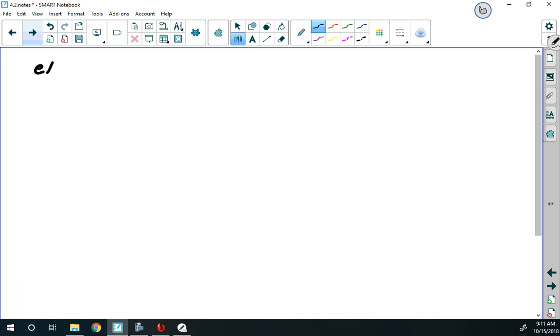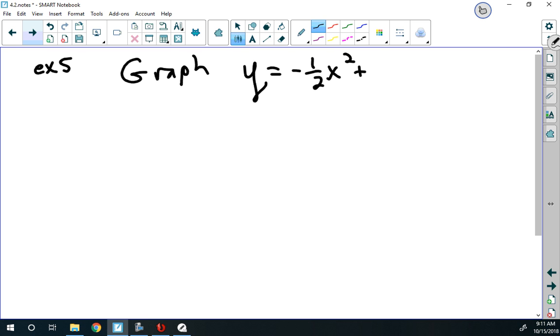Well, I want to try one last example. This is it. Example 5. Last one. Actually, no, we'll go ahead and graph. We'll go ahead and graph y equals negative 1 half x squared plus 4x plus 6. I'll try to graph this one.